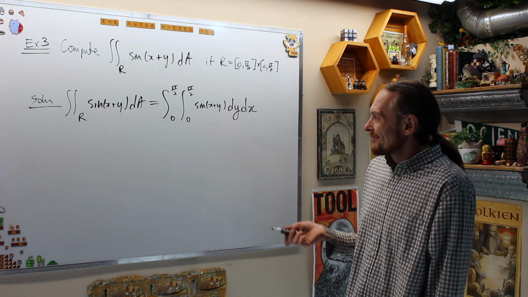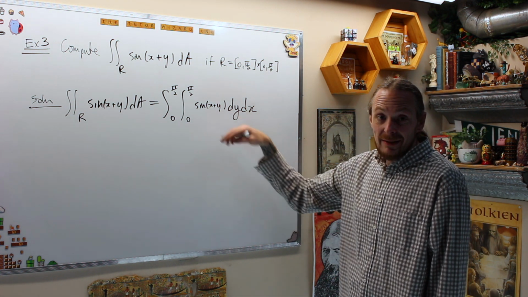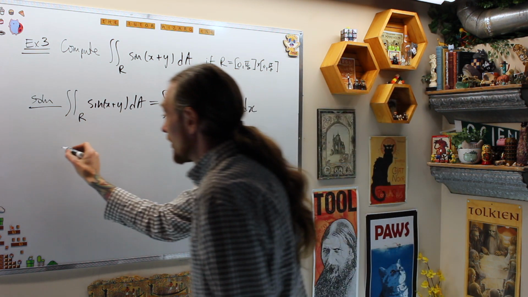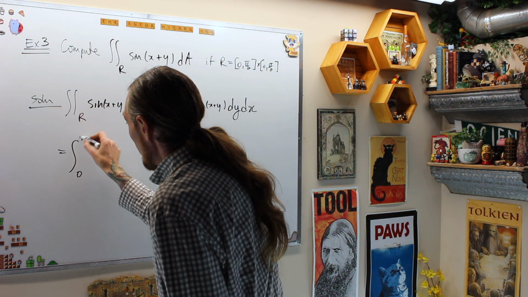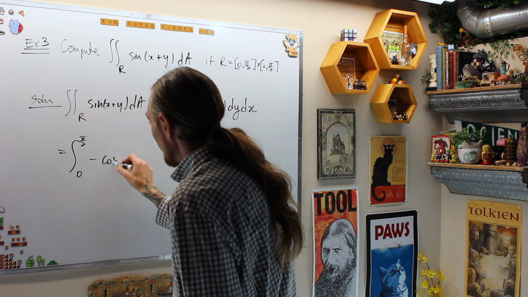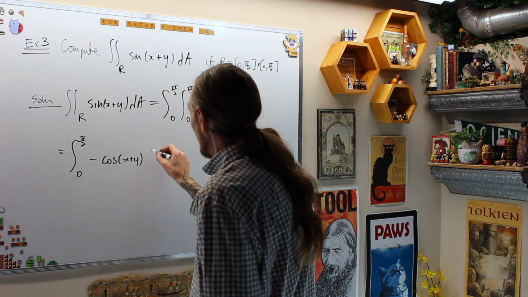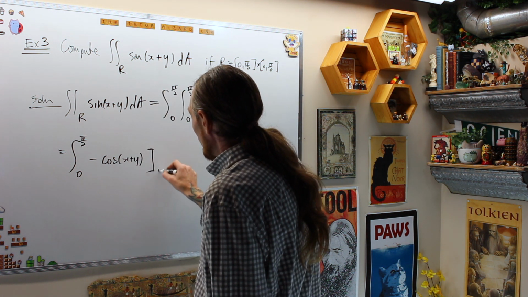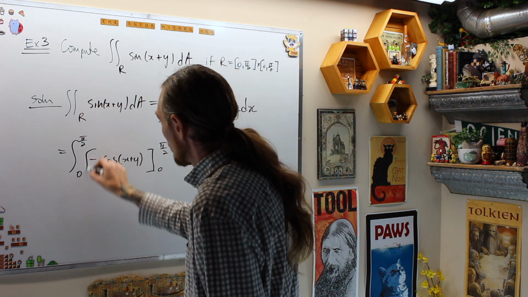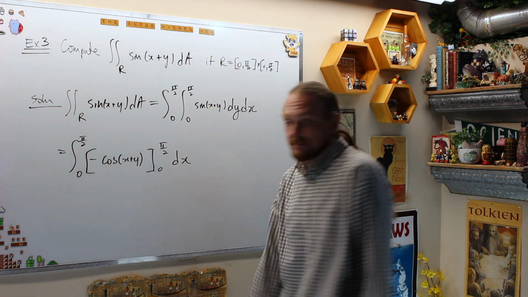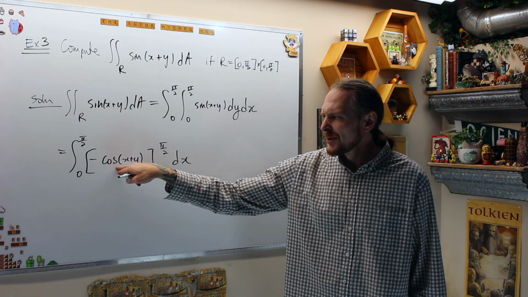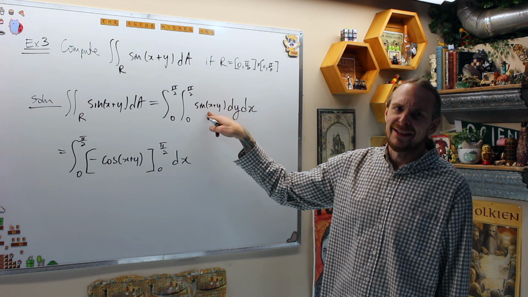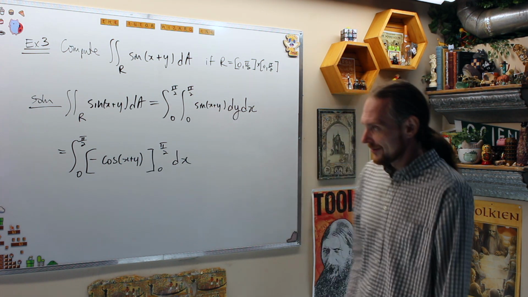What do I do with that? I hold x constant and I integrate with respect to y. That is going to give me the integral from 0 to pi over 2 of negative cos of x plus y, evaluated from 0 to pi over 2, dx. If you can't remember when that happens, take the derivative of this. You better get that back. Then, yep, I do. So I've got it right.